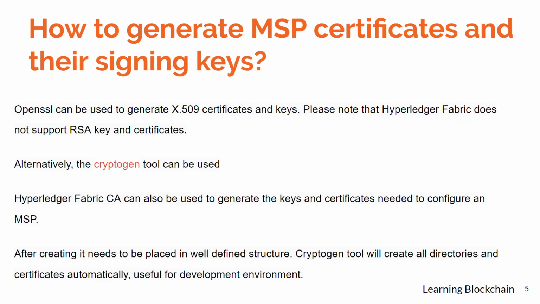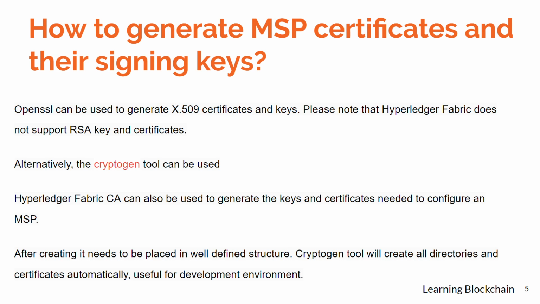Let's move to the next slide. How to generate the MSP certificates and their signing keys. There are different ways we can generate these certificates for the Hyperledger Fabric blockchain network. The most famous is Cryptogen. Whenever we start with development, there is a tool present with Hyperledger Fabric, the Cryptogen tool, and using it you can easily generate all the folder structure, all the hierarchical structure, etc.